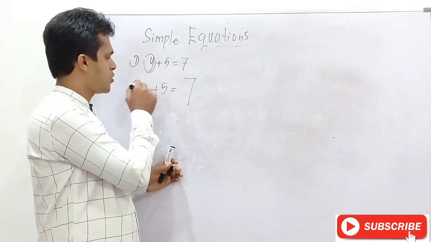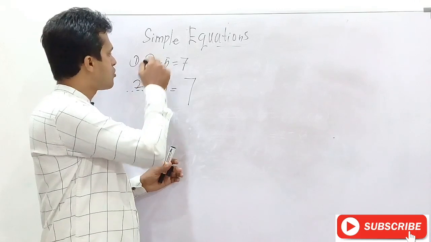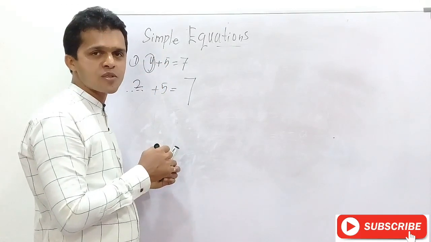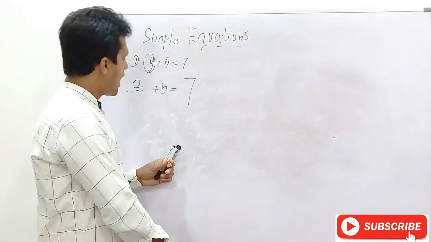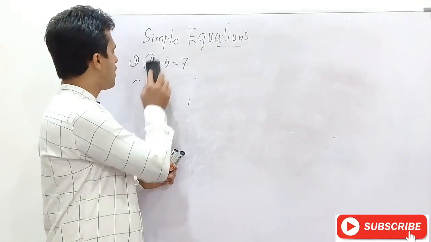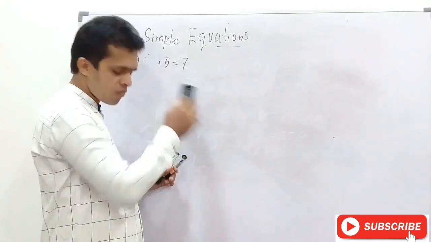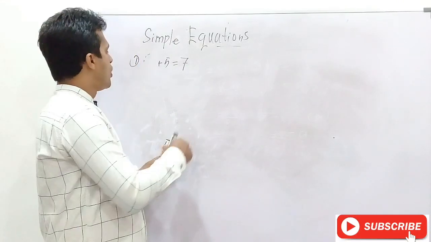Yes, you are okay. 2 plus 5 is 7. So the value of y should be equal to 2. How can you find the value of y as 2? Let's find it.